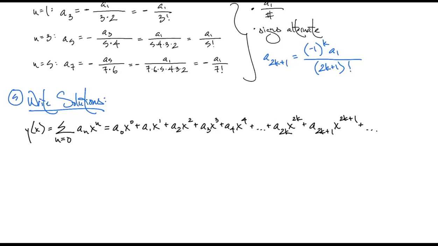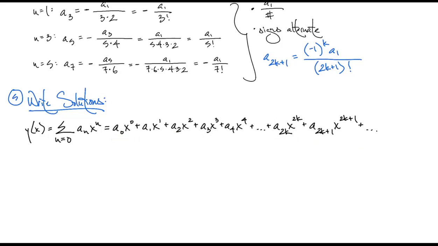c sub 1 cosine of x plus c sub 2 sine of x, meaning we had some even solutions and we had some odd solutions. Another way of thinking about our even and odd is that when we look at all of these, we're going to have some even and some odd.